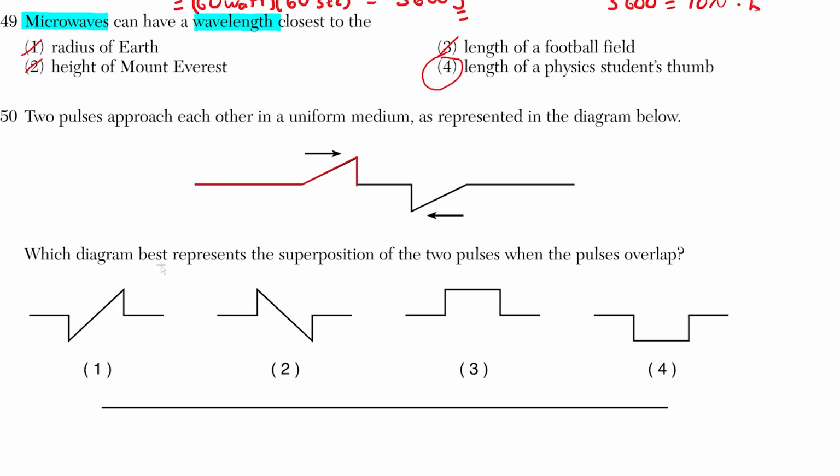Question number 50. Two pulses approach each other in a uniform medium. Which diagram represents the superposition of these two pulses when they overlap? Superposition just simply means to add up the pulses and see what the resulting pulse will look like. This scenario is a little tricky, so I'm going to take this and move it on over and line it up so it looks like that. You can draw this on your page yourself doing something similar.